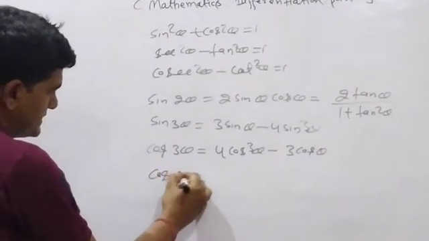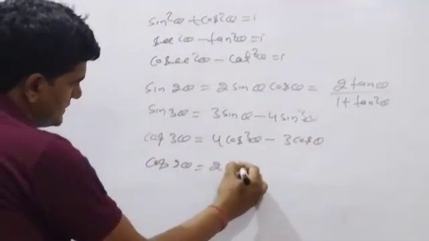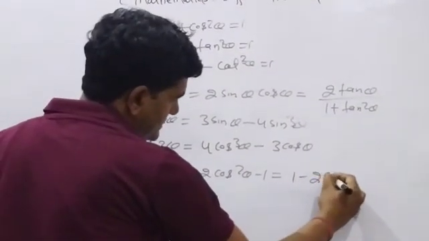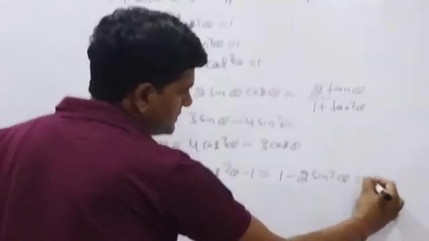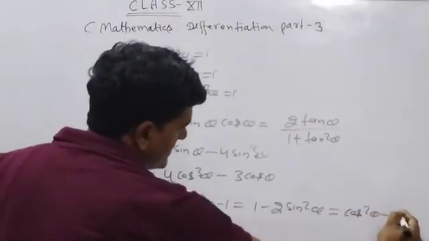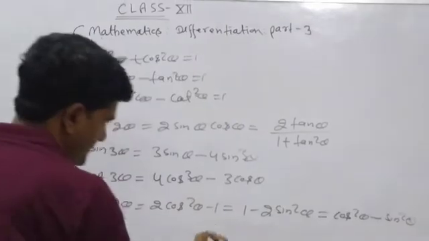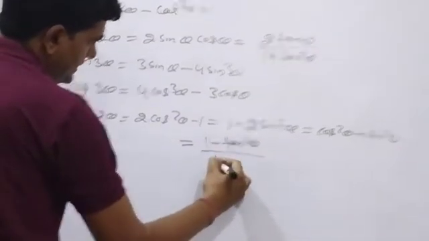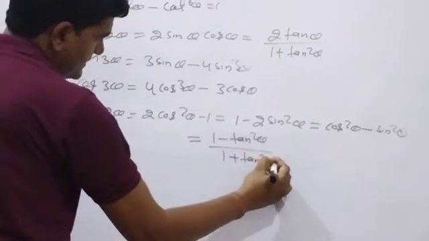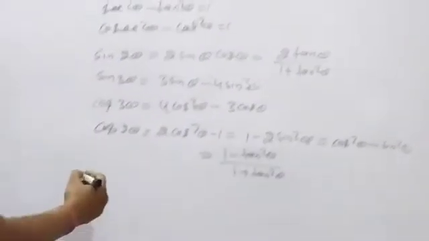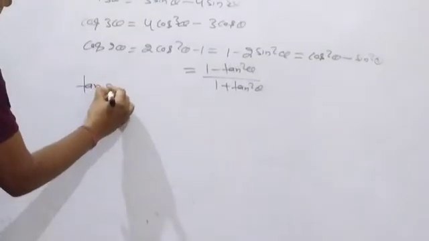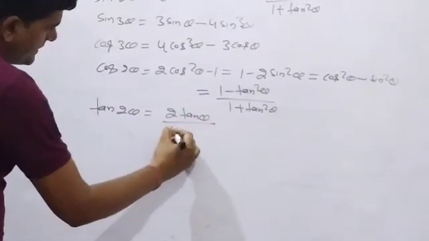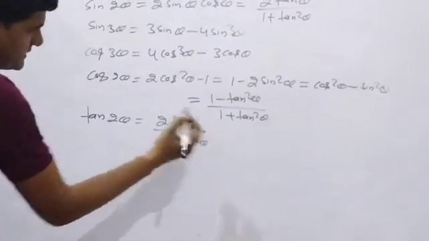And here cos 2 theta is equal to 2 cos square theta minus 1 is equal to 1 minus 2 sin square theta is equal to cos square theta minus sin square theta is equal to 1 minus tan square theta upon 1 plus tan square theta, and tan 2 theta is equal to 2 tan theta upon 1 minus tan square theta here.